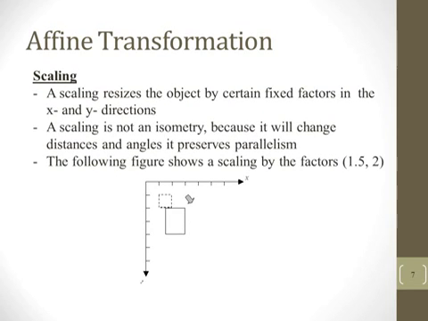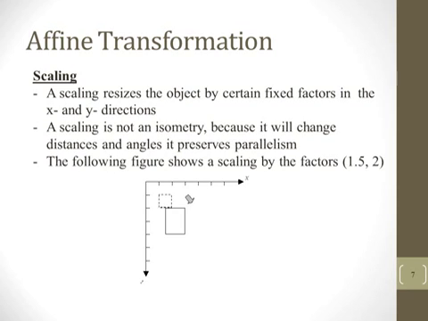Now for scaling. Scaling resizes the object by a certain fixed factor in the x and y direction. Scaling is not an isometry because, as we can see, it changes the distances and angles. However, it preserves parallelism. The following figure shows a scaling by factor 1.5 and 2. Then each point coordinate will be multiplied by the factor.